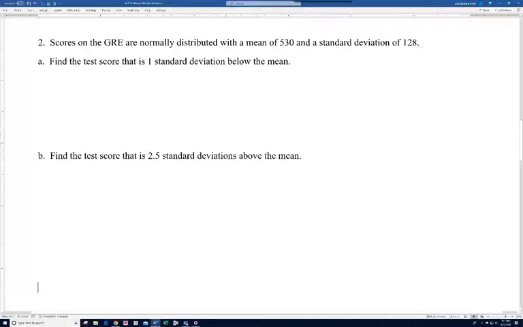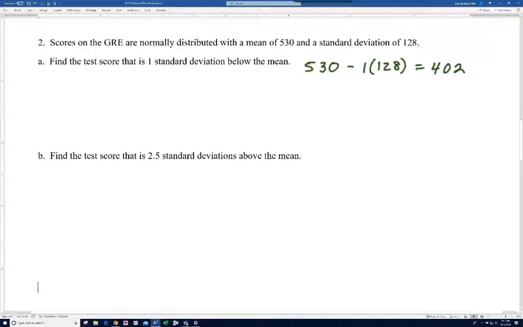In A, it says find the test score that is 1 standard deviation below the mean. So we're going to start with our mean, and we're going to subtract off 1 standard deviation. Now you could just subtract 128. I'm going to put the 1 there. Hopefully that'll help when we get to the next one. So subtracting 1 standard deviation, that would put us at 402.